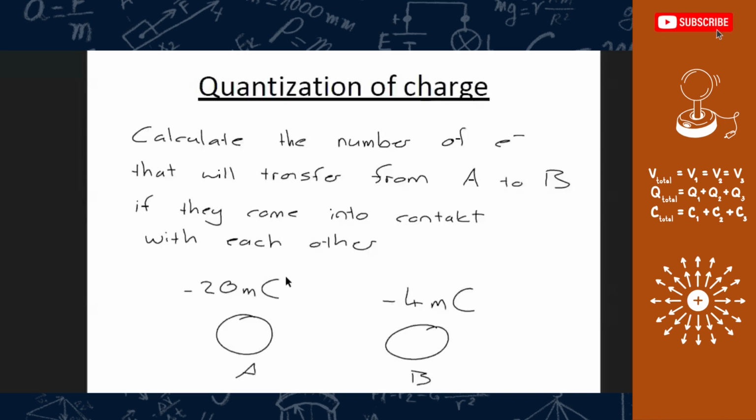So we have another question here. It says, calculate the number of electrons that will be transferred from A to B if they came into contact with one another. Object A has a charge of minus 20 microcoulombs, and object B is minus 4 microcoulombs. We can see that A has an excess amount of electrons, so we're going to transfer electrons from A to B until these two have the same charge.